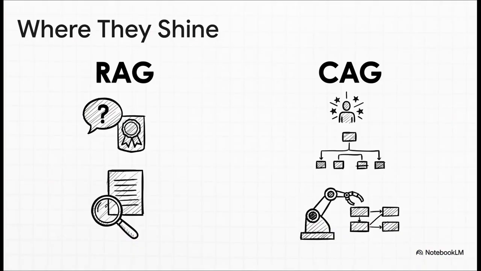So let's talk about where they shine in the real world. RAG is perfect for things like FAQ bots, looking up a specific company policy, or answering a direct question about one document. But CAG is built for the tough stuff, things like personalized recommendations, making complex workflow decisions, and especially for agentic systems that have to reason across tons of documents and data sources to actually take action.